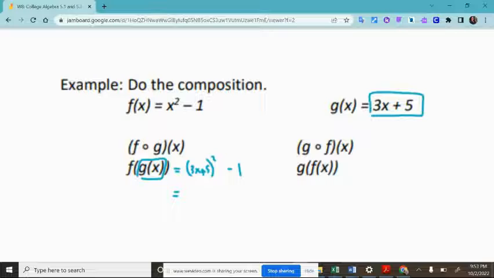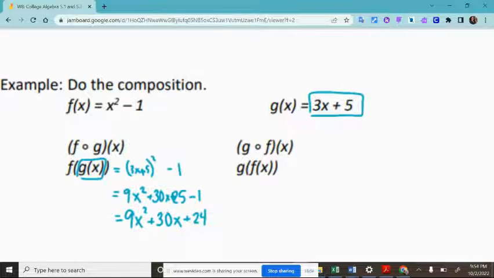Okay, now we got to remember how to square a binomial. And if you need to write it out and do the FOIL, you can. But I'm going to remind us, we want to learn some tricks and save us some time. So 3x, when I square that, I get 9x squared. 5, when I square it, I get 25. Multiply it together, so 15x, and then double it, I get 30x. And then, of course, that minus 1. 30x plus, I ran out of room. So 9x squared plus 30x plus 25 minus 1 is plus 24.